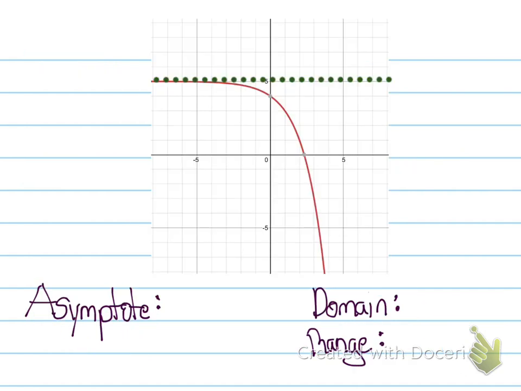All right, looking at this one, as you can see, my asymptote goes through the number 5. So therefore, my asymptote is going to be y equals 5. Domain never changes, so it's going to be negative infinity to positive infinity. And let me say the cheer again for range. Starting from the bottom to the top, that's where it starts and where it stops.